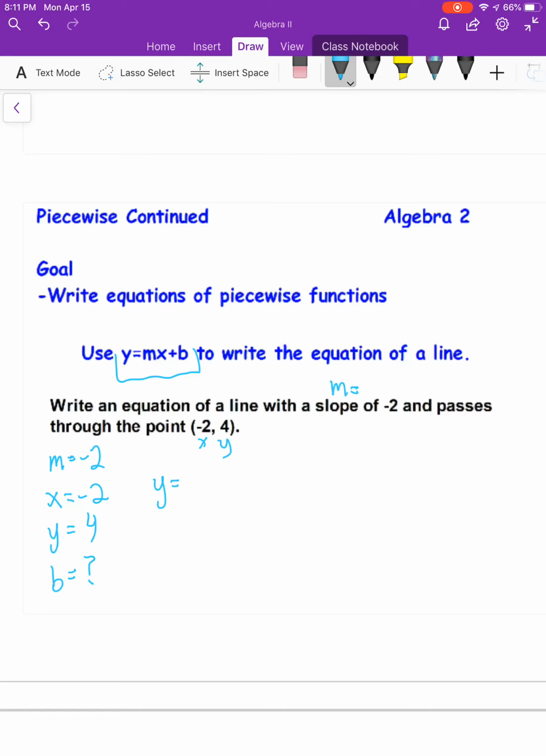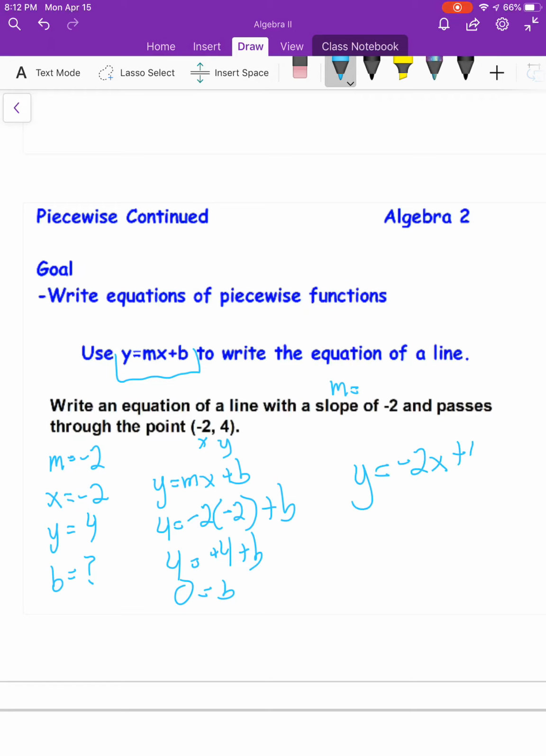So y equals mx plus b. I'm going to substitute in the 4 for y, negative 2 for slope, negative 2 for x, and do a little simplifying to solve. Positive 4 for b, and I get b is 0. So the equation of my line is y equals negative 2x plus 0, or negative 2x. Now for function notation, I'll name this f of x.